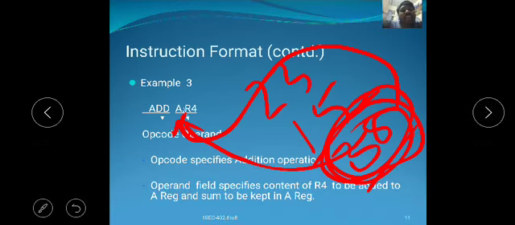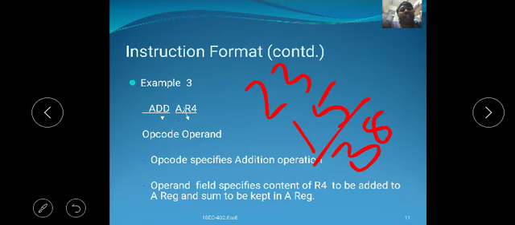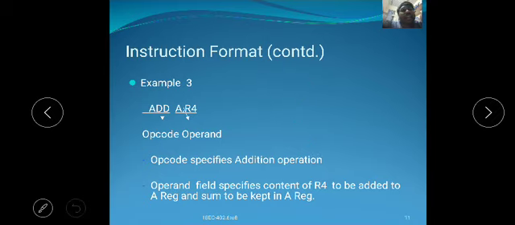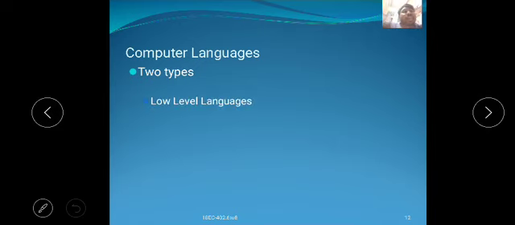This is the example given for the instruction form, how to write the instructions in the programming language. Next one is computer languages. This topic is already covered, but here we are revising the computer languages.